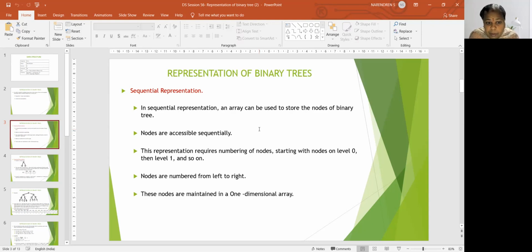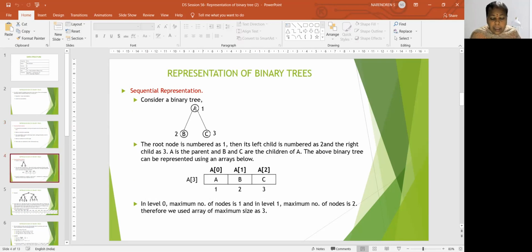This representation always requires a numbering of nodes, starting with the nodes on level 0, then level 1, and so on. I already taught you how to make level 0, level 1, and level 2 in the previous classes. So we have to number the nodes sequentially. Nodes are numbered from left to right. That's very important. These nodes are always maintained in a one-dimensional array.